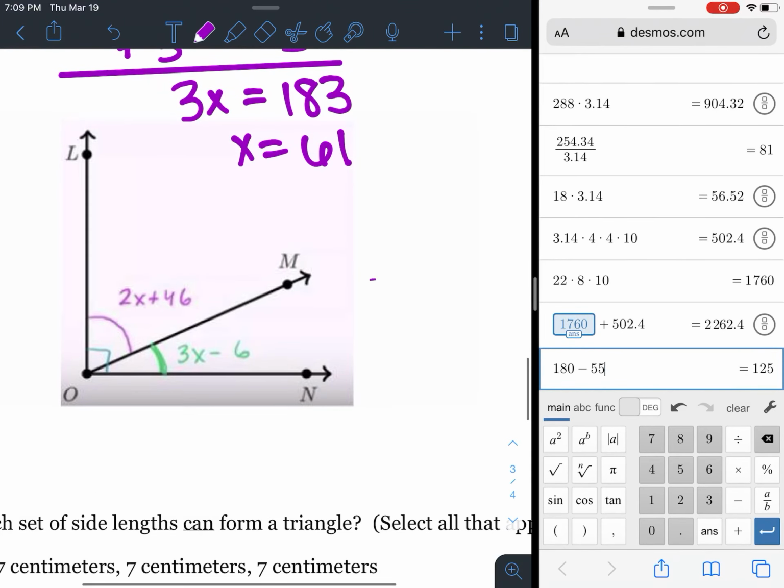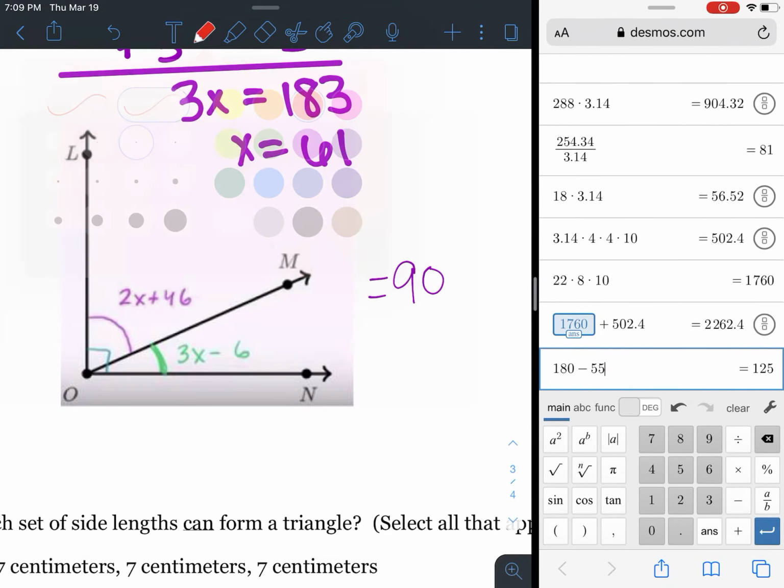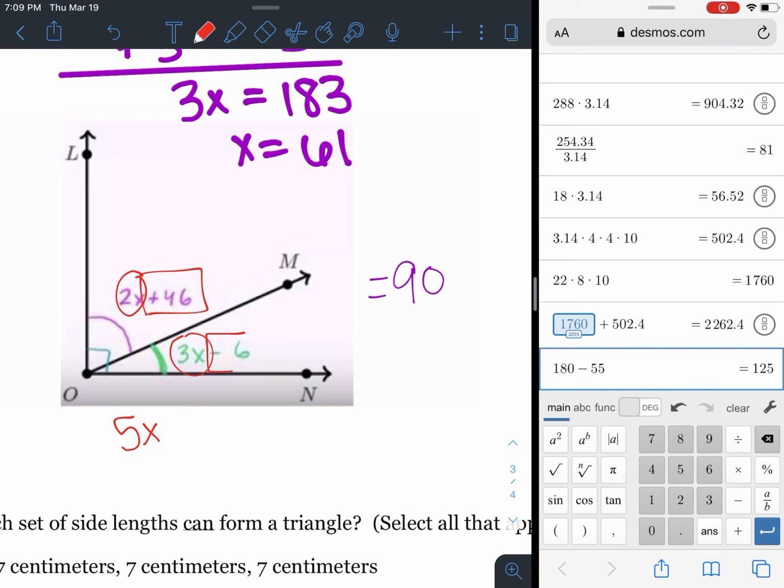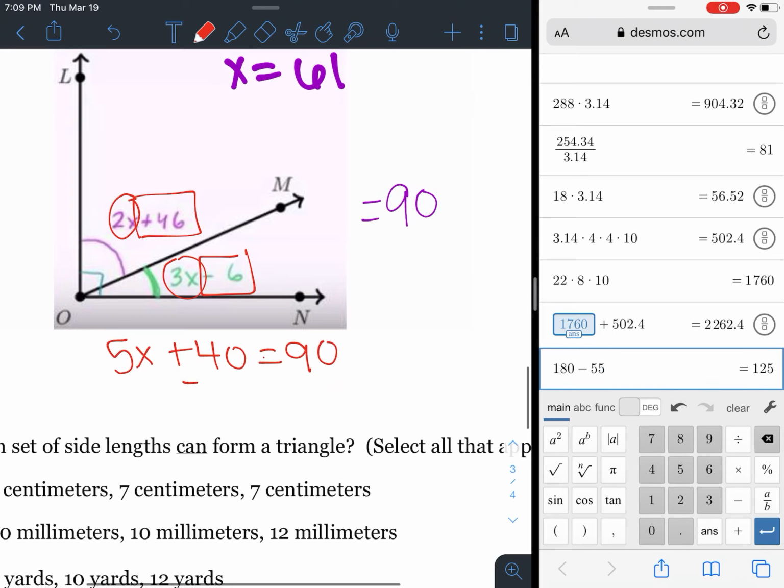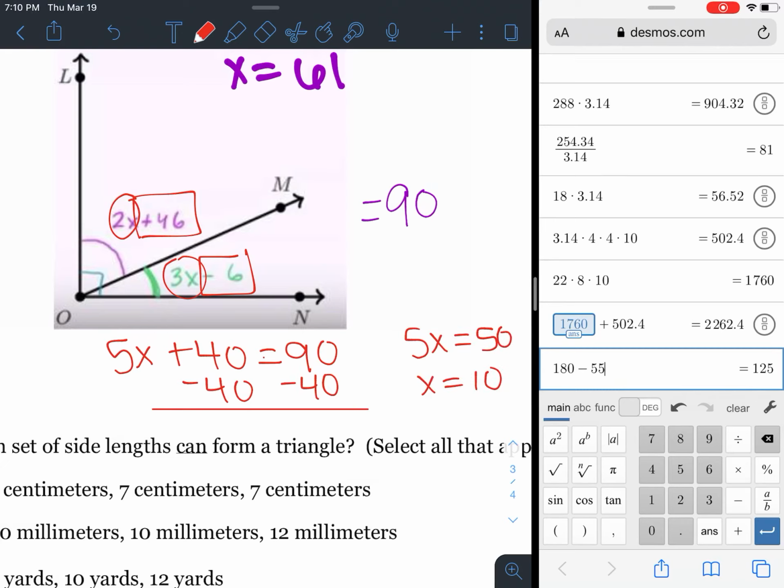Second one, these ones are complementary, so they equal 90. 2x's, 3x's, that gives us 5x. Positive 46 minus 6 gives us 40. Equals 90. Subtract 40 on both sides. So now 5x equals 50, so x is 10.